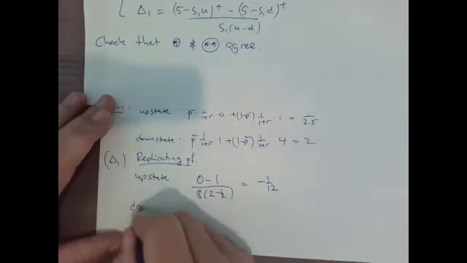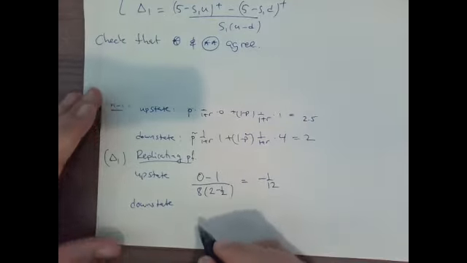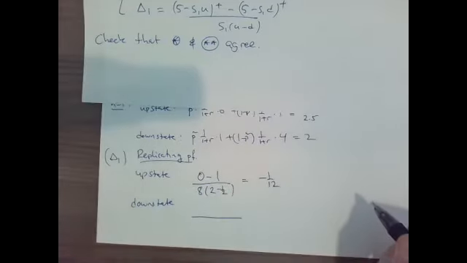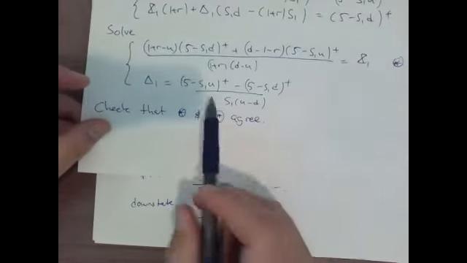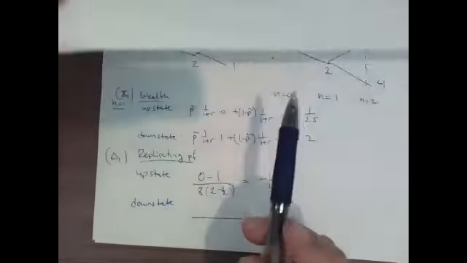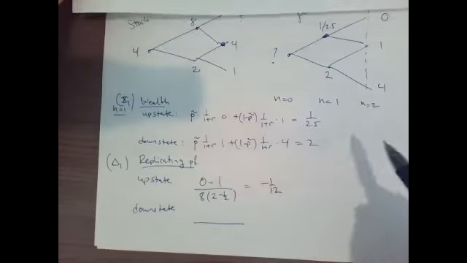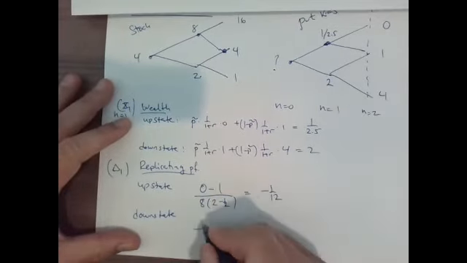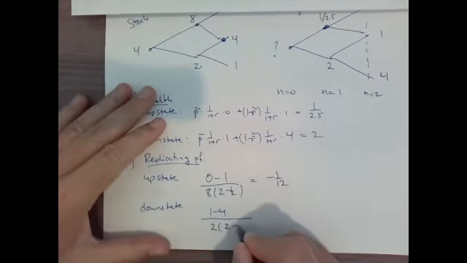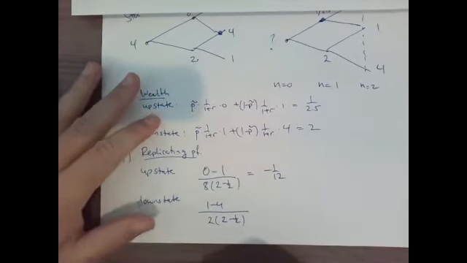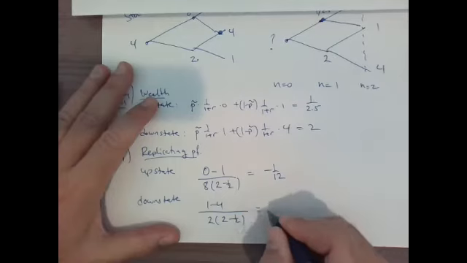And so if I am in the down state, what's my delta? Same formula, the only thing I have to change is what S1 is. Instead of S1 being 8, S1 is now just 2. So I get 1 minus 4, divided by 2 times 2 minus a half. Okay, this is minus 1.